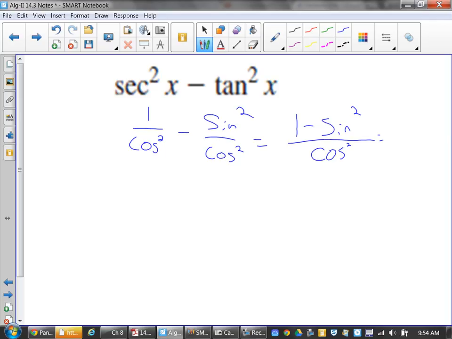1 minus sine squared. That's telling you there's an identity, because there's a 1 minus something squared, which should be cosine squared. So what's cosine squared over cosine squared? It equals 1. You get 1.